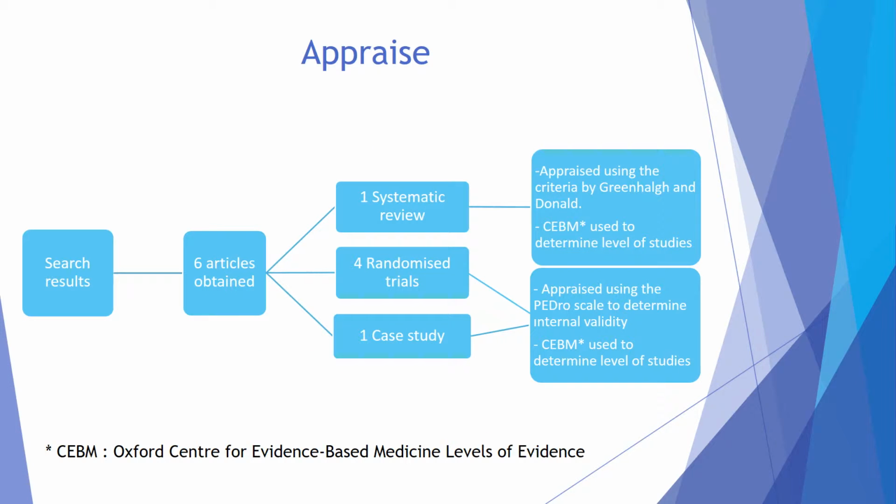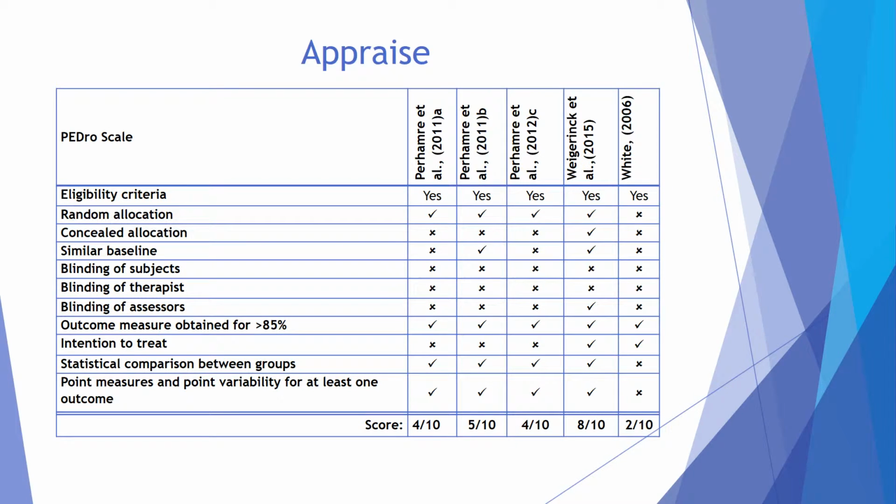From our search of evidence, we obtained 6 articles which included 1 systematic review, 4 randomized trials, and 1 case study. Center for Evidence-Based Medicine levels of evidence was used to determine the level of each study. Each study was appraised to determine validity of the trials. The systematic review was appraised using the criteria by Greenhalgh and Donald. The randomized trials and case study were appraised using the Pedro scale. Results of appraisal with the Pedro scale are as follows.